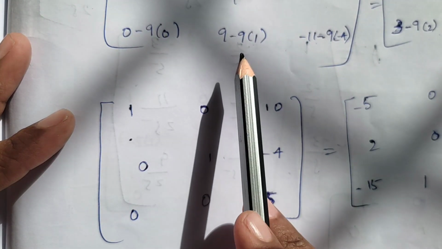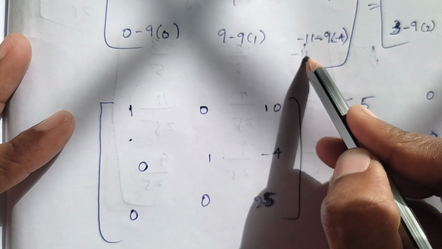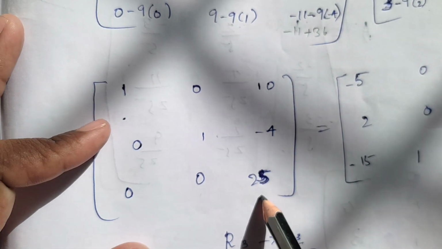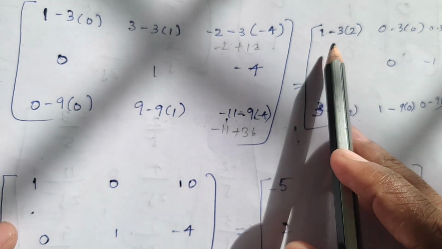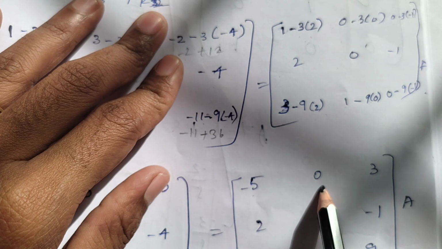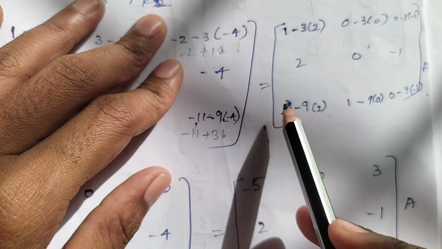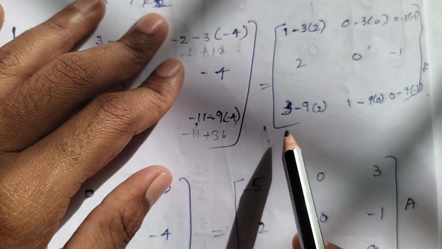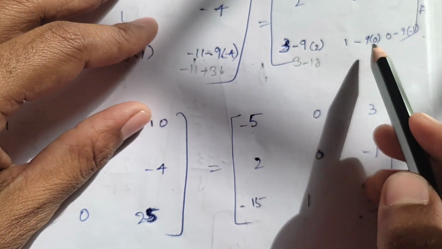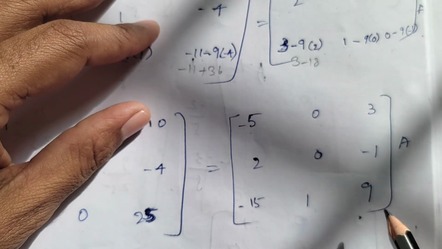0 minus 0, 0, 9 minus 9, 0, minus 11 plus 36 will be 25. On the RHS, 1 minus 6 is minus 5, 0 minus 0, 0, 0 minus into minus plus 3. R2 and R3 is 3 minus 18 minus 15, 1 minus 0, 1, 0 minus into minus plus 9.